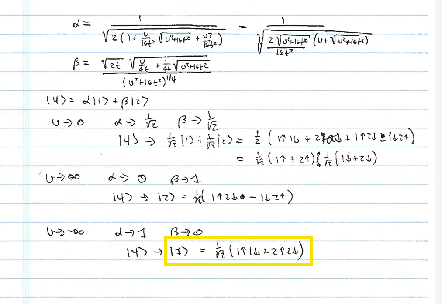And of course, that state makes lots of sense too, because if U is very, very large and negative, I want to form double occupancies, and so I'm going to have a sum of the two double occupancies that I can form. The parity tells me it's either going to be an even sum or an odd sum, and it turns out this even sum is the state that has the lowest energy, so I get 1 up, 1 down, plus 2 up, 2 down.